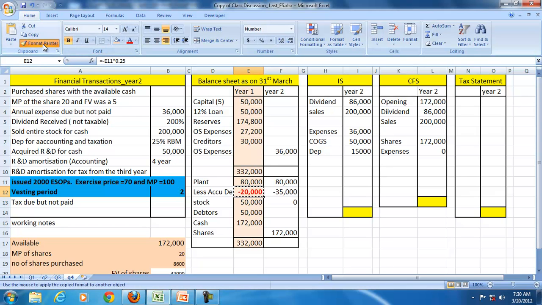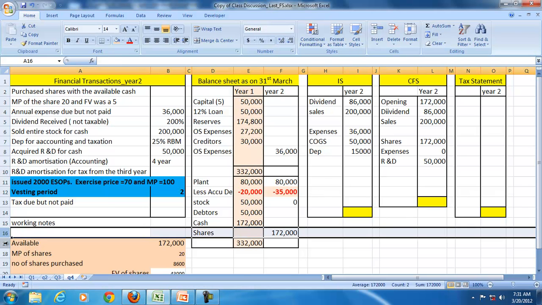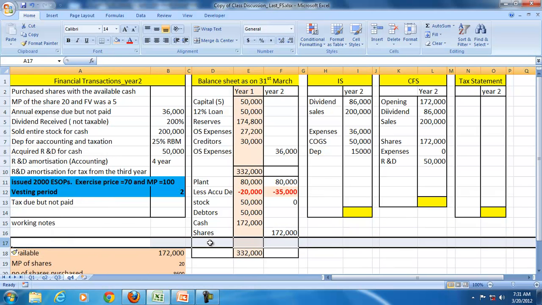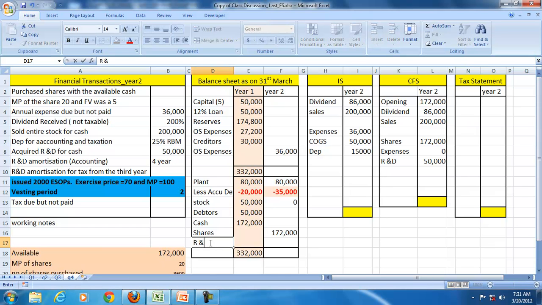Accumulated depreciation is shown on the balance sheet, and depreciation is shown in the income statement, with no cash flow. Acquired R&D: you purchase or acquire R&D for the business and pay 50,000 cash for it. R&D is an asset, so it will appear on the balance sheet as an asset in the year that you have acquired it. But R&D has to be amortized, and for accounting it is amortized over 4 years.